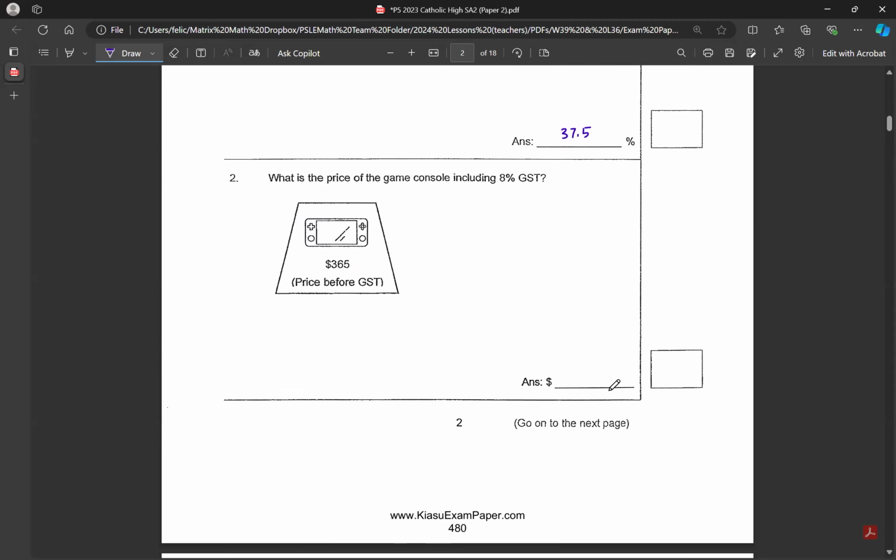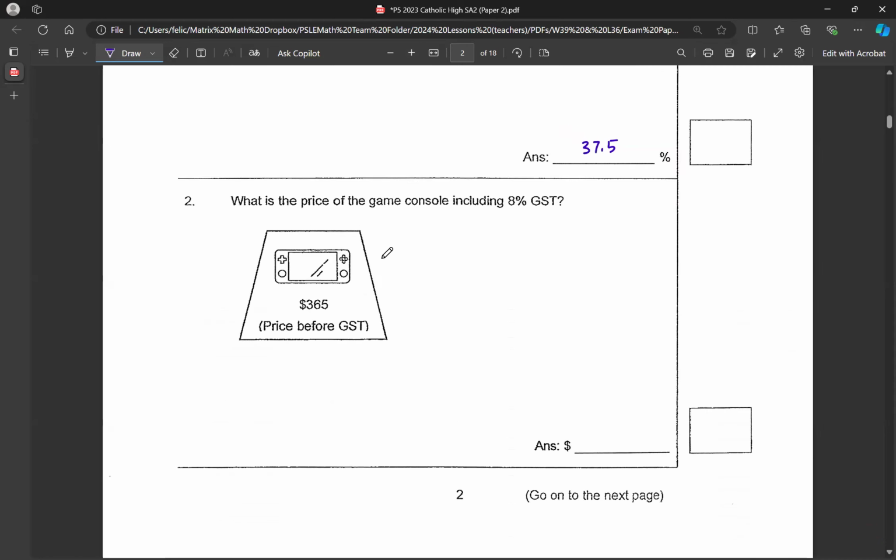Okay, question 2. What is the price of the game console including 8% GST? Right. So notice that the price stated here is before GST. In other words, this is the original price. So when you want to include GST, your final price should be more expensive. All right. So if it's more expensive, means we have to calculate with the GST. All right. So there are two methods from here. The first method is you can treat this one as your 100%, and then after you go and calculate your 1%, and then you calculate with the 8% GST and just solve from there.